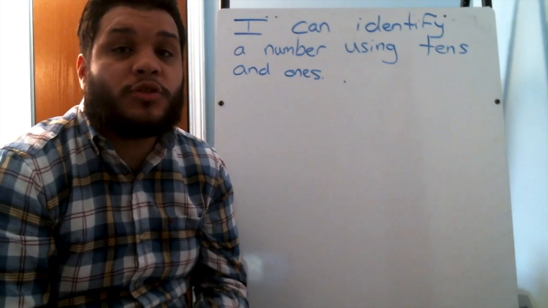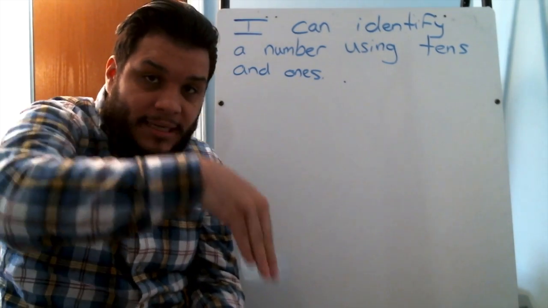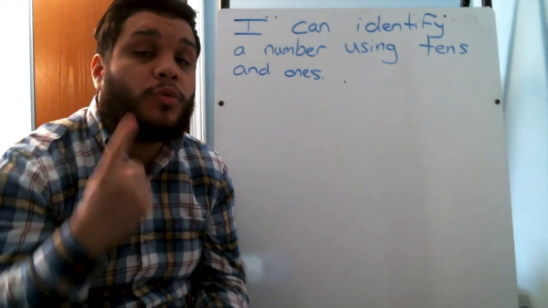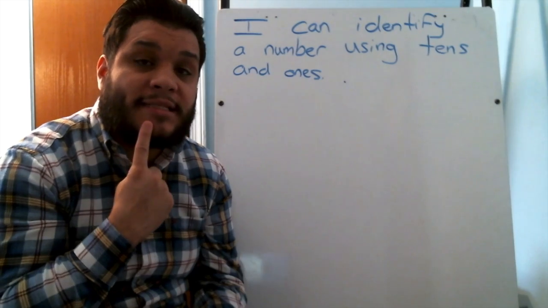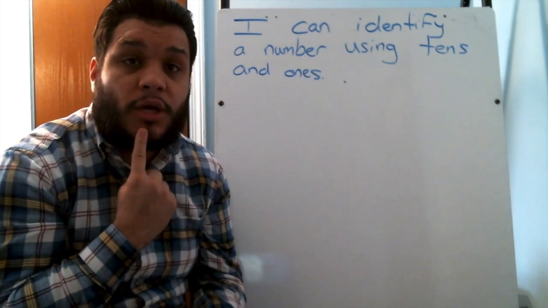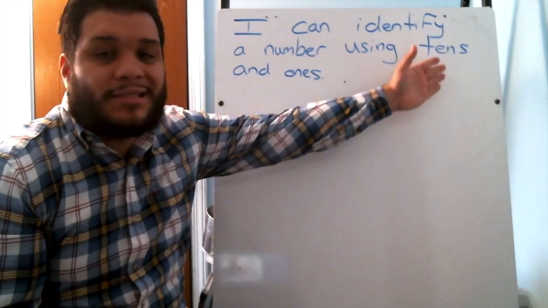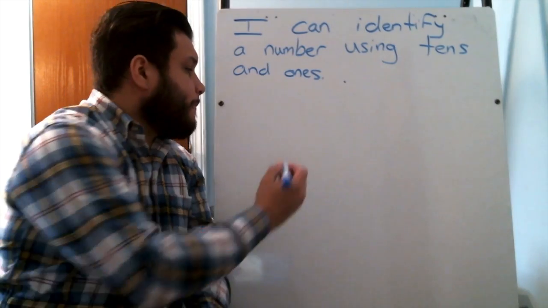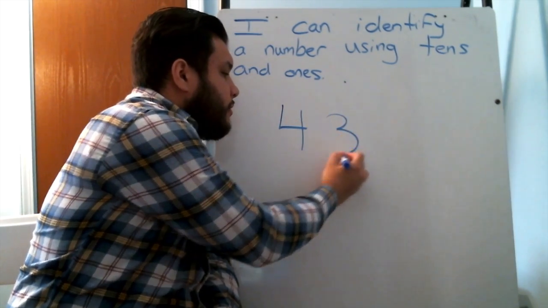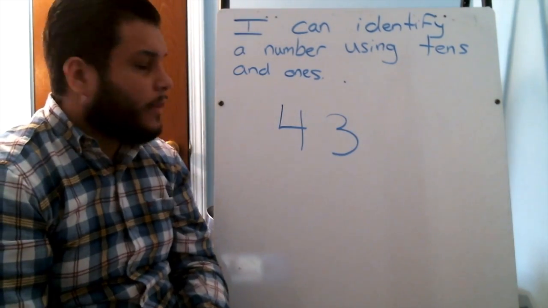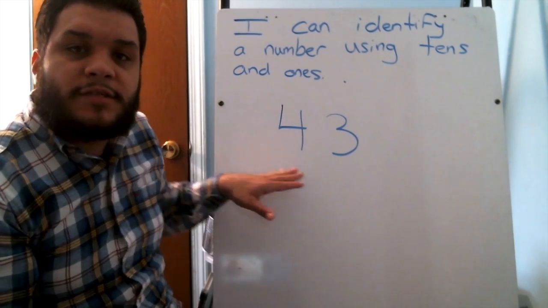Now that we have been able to identify what a two-digit number is, we want to dig a little deeper and start to understand why it's important to identify the place value correctly. So why do we identify numbers using tens and ones? If I was to write this number on the board, I need you guys to help me. How many tens does 43 have?